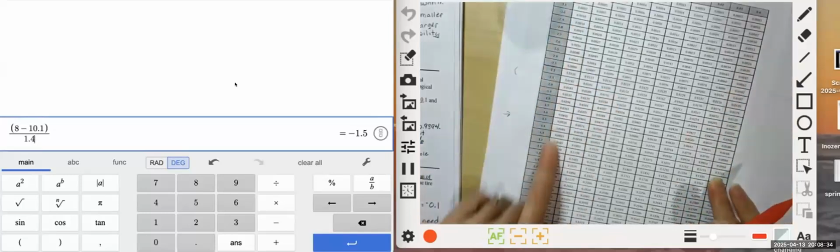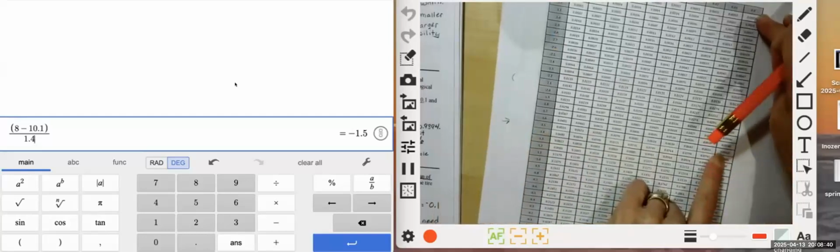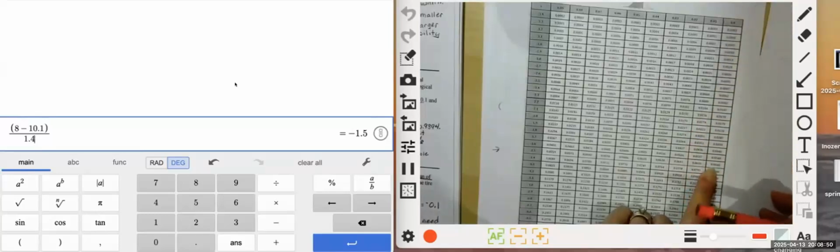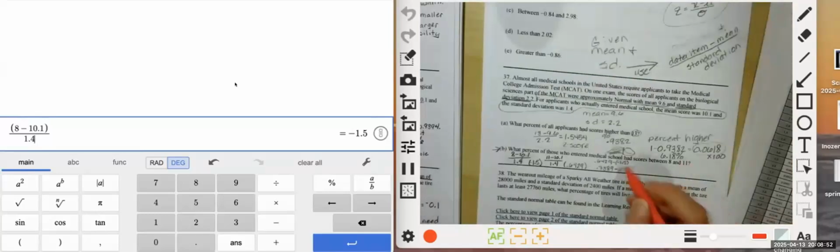Oh, no, no, no. I always forget that the 0 is over here on this side. So it's negative 1.50. I was doing negative 1.59, but it's negative 1.50. So 0.0668.